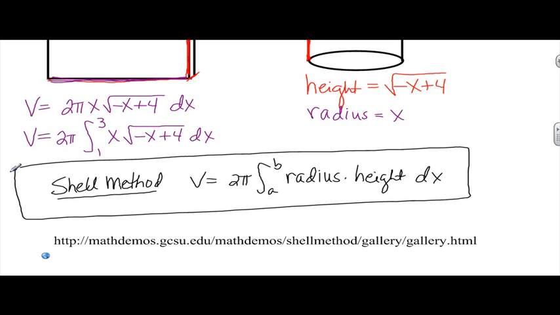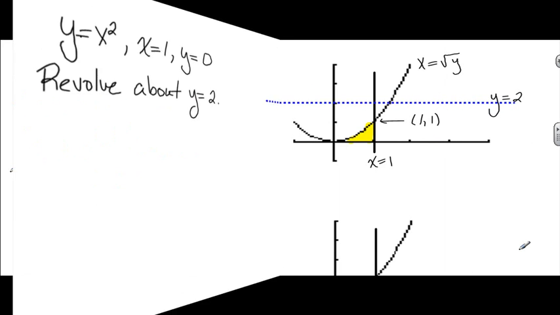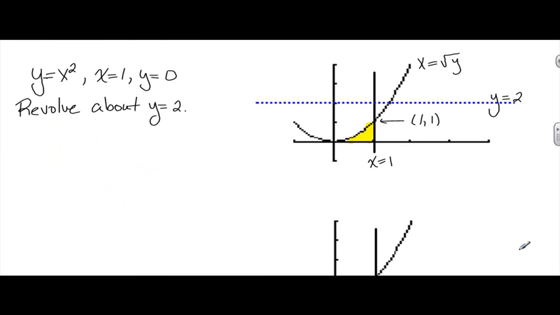In this example, we want to take a look at what happens when we revolve the region bounded by y equal x squared, x equal 1, and y equal 0, which is the region I have shaded yellow, when that region is revolved around the line y equal 2. Now, if we work this with a vertical slice, that slice would create a washer. In this particular lesson, we're working with shells.